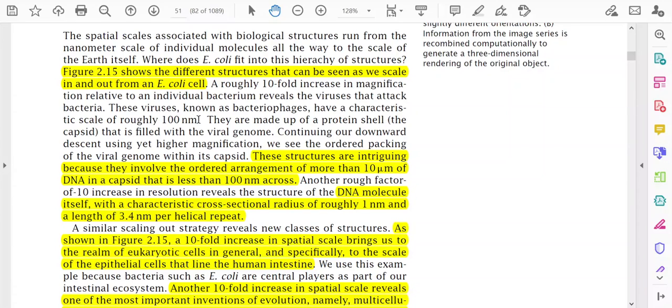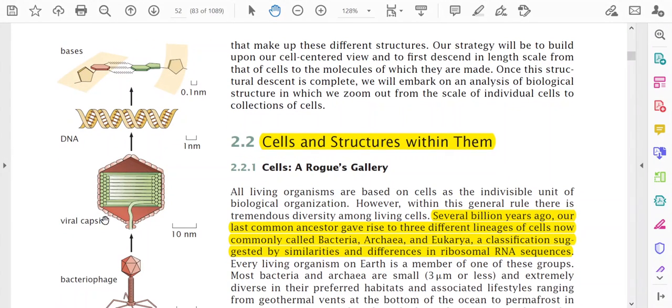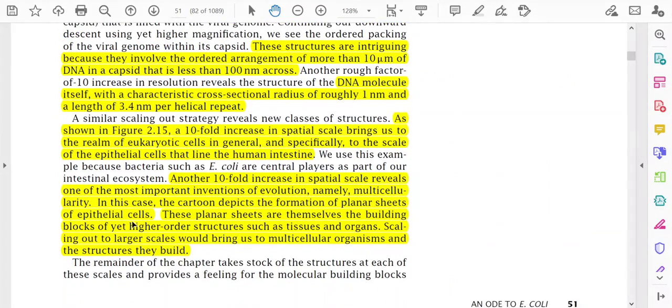These viruses have a characteristic scale of roughly 100 nanometer. And these viruses are made up of a protein shell, which we call the capsid. In this capsid there is the viral genome. Genome means the total DNA. So the viral genome is inside the capsid. I have already shown you that this one is the viral capsid, and inside the viral capsid there is the viral genome.